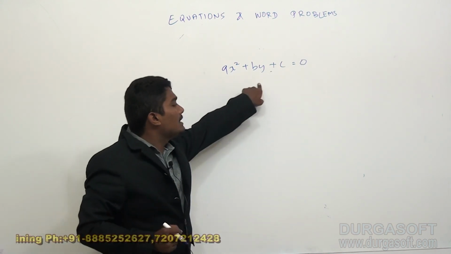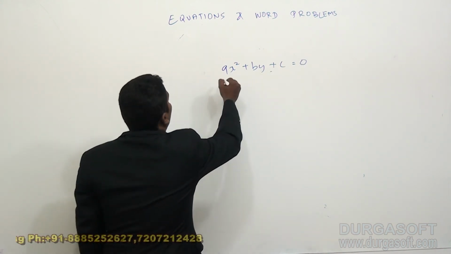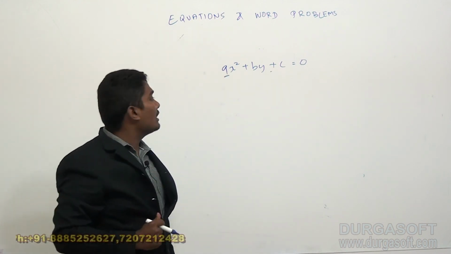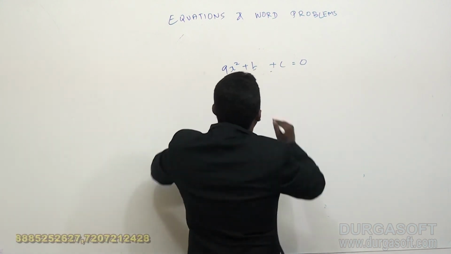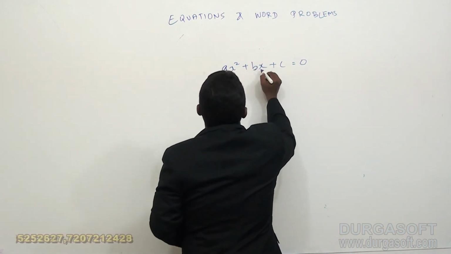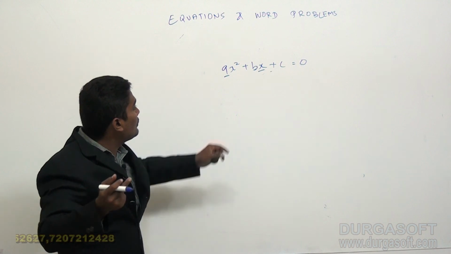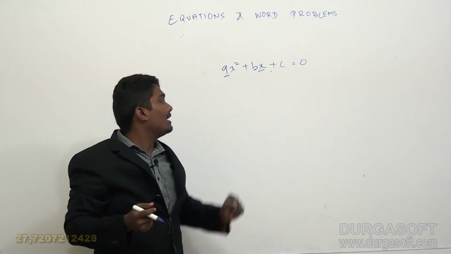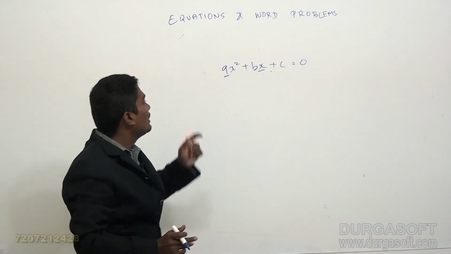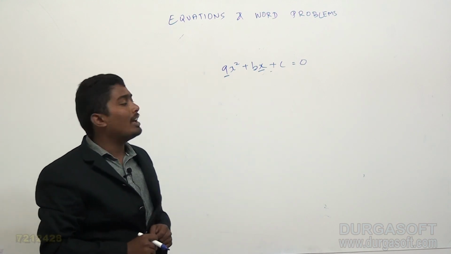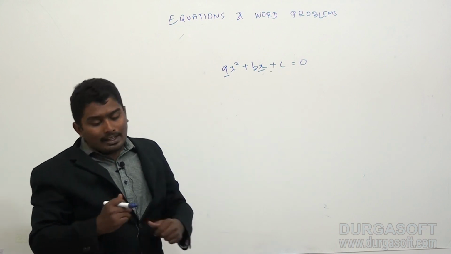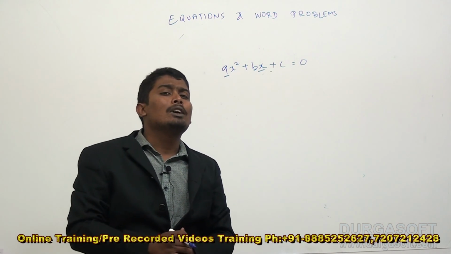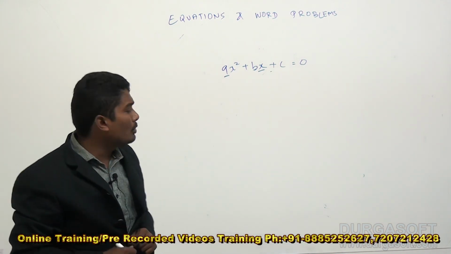When this is the form of the equation, the coefficient of x square is called a, the coefficient of x is b, and the constant part is c. So when the equation is like this, you have a quadratic equation with a degree of 2. An equation which has a degree of 2 will have two solutions.